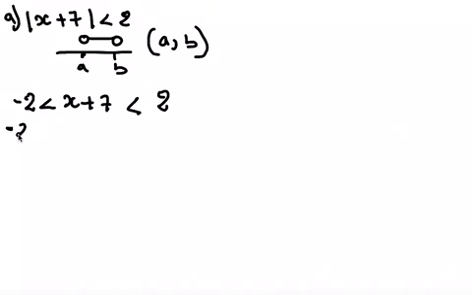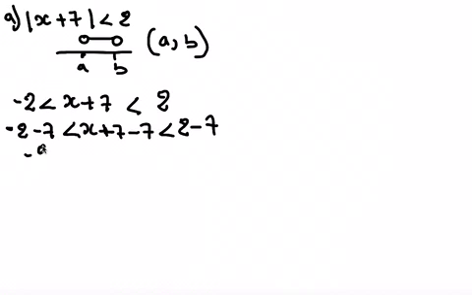We will have -2 -7, inferior x, plus 7 minus 7, inferior 2 -7. -2 -7, that's -9, inferior x. 7 -7 will be 0, so we will have x. 2 -7 will be -5. This is the solution, but you cannot stop right here.